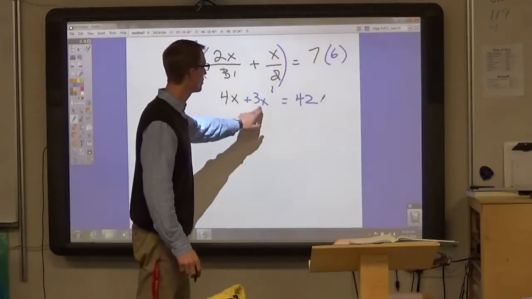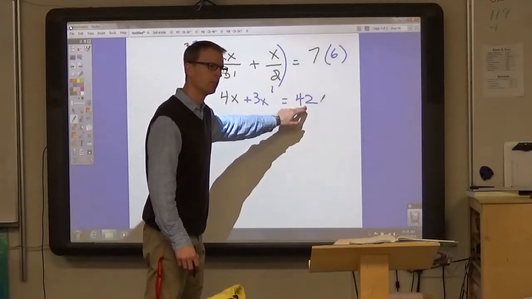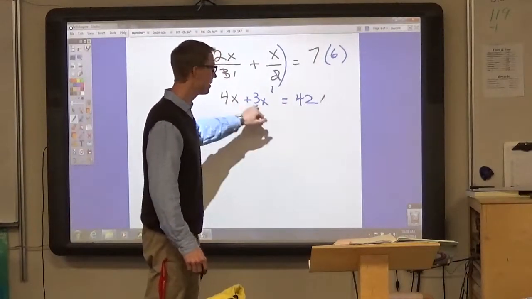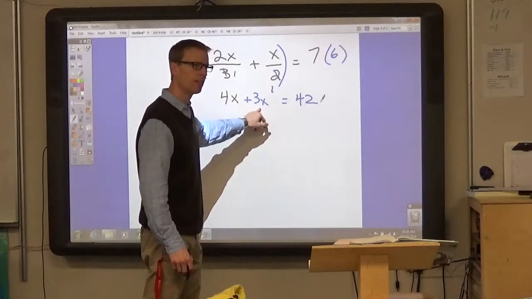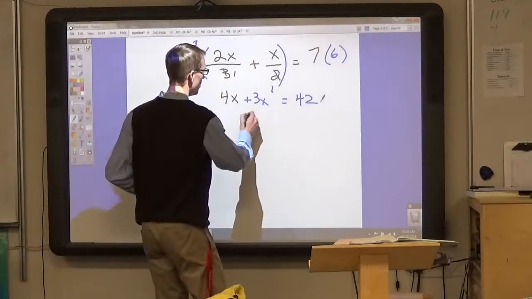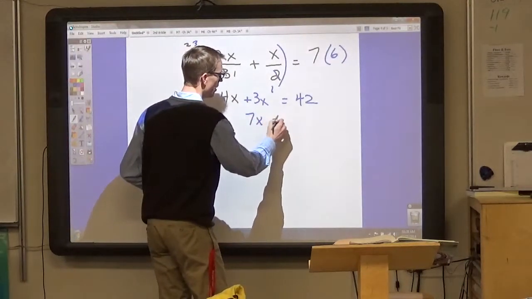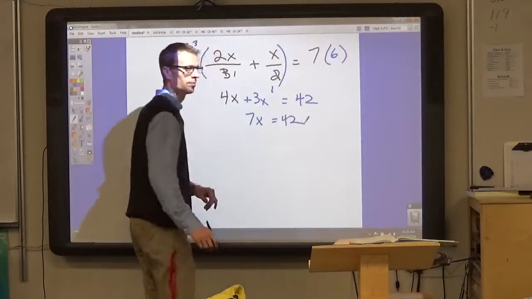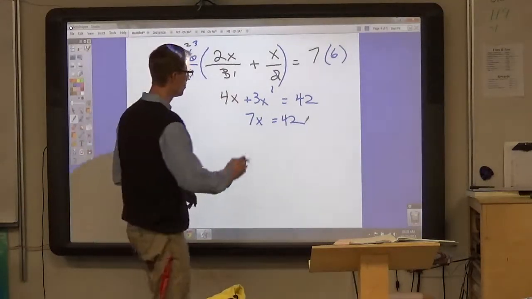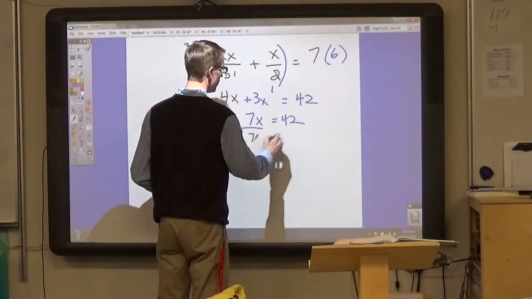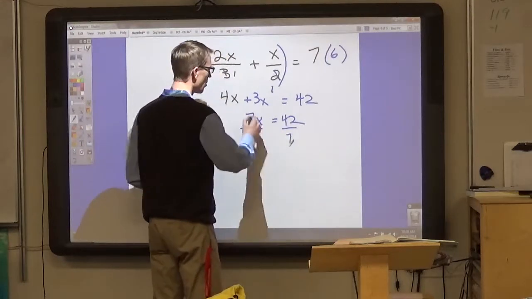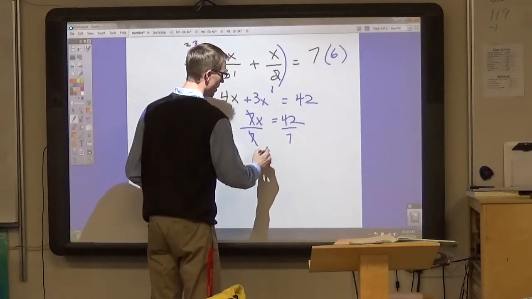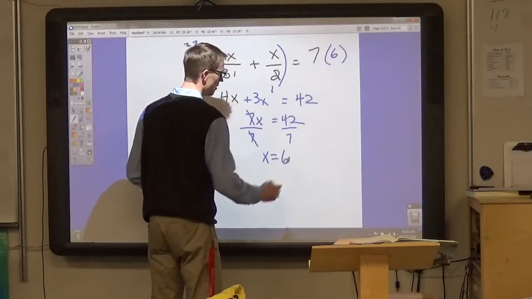So 4x plus 3x equals 42. Can we add these together? Yeah, they're like terms, aren't they? 7x equals 42. Then, divide by 7, cross off the 7's, and that proves x is 6.